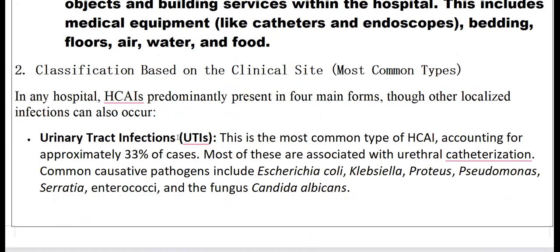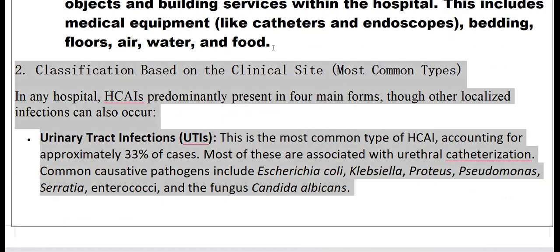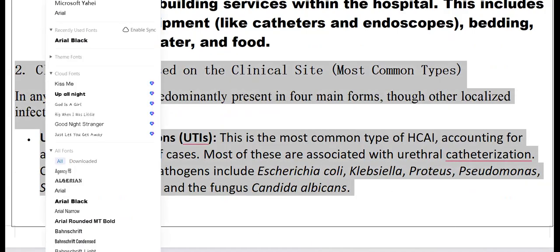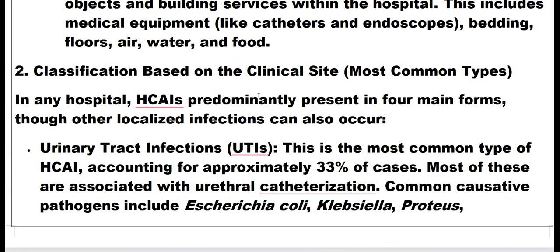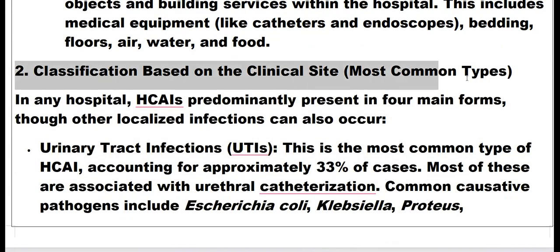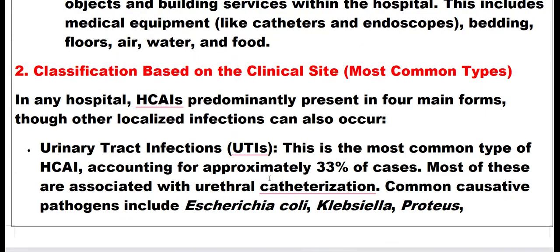Classification based on the clinical site, most common types. In any hospital, HCAI is predominantly present in four main forms. Other localized infections can also occur.